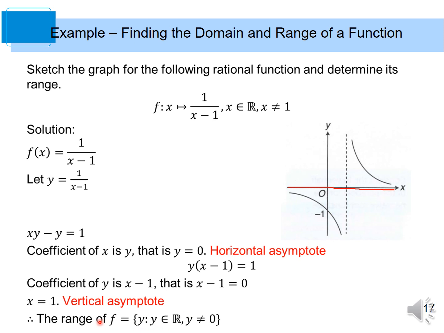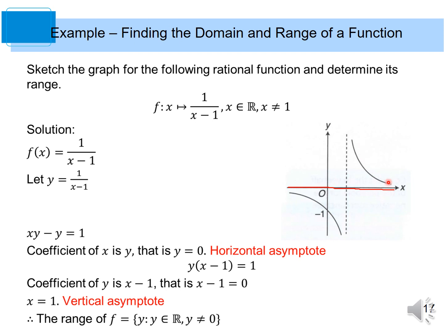And to get the vertical asymptote, you have to let the coefficient of y equal 0, from our theory. How to get the coefficient of y? From this equation, you factorize out the y, so you will have this equation. Then x − 1 will be our coefficient of y. Then you let it equal to 0, and you can solve this equation, where x = 1. So x = 1 is the vertical asymptote. This is x = 1, a vertical line.